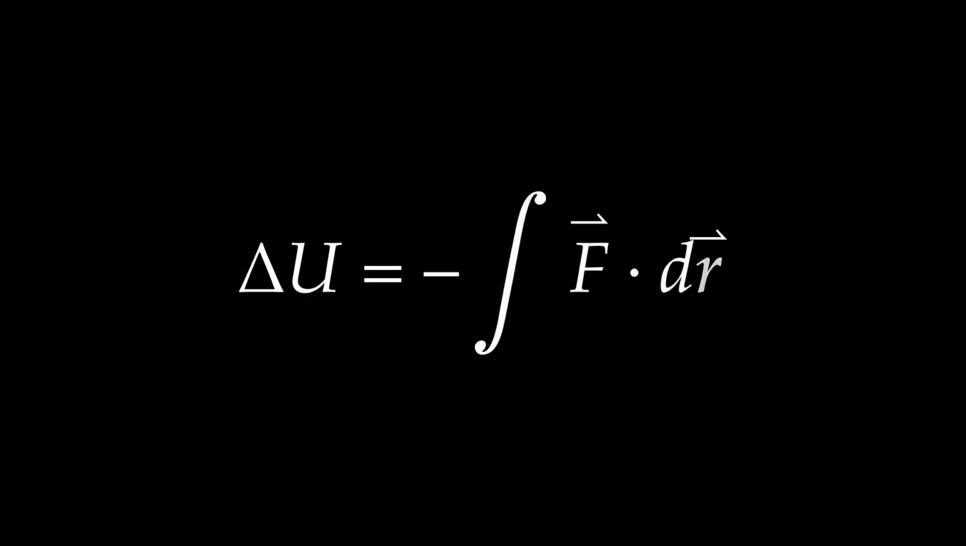But now I want to investigate that in the context of the potential energy. Because recall that what I'm saying is that in the case of work done by conservative forces, the work done is equal to the negative of the change of the potential energy. So now I can write an expression that says that the change in potential energy, delta U, is equal to the negative of the integral of F dot dr.